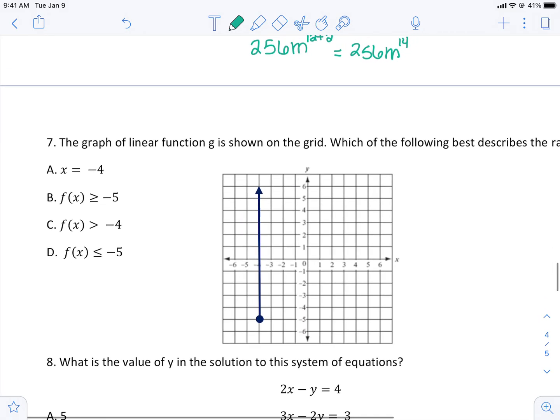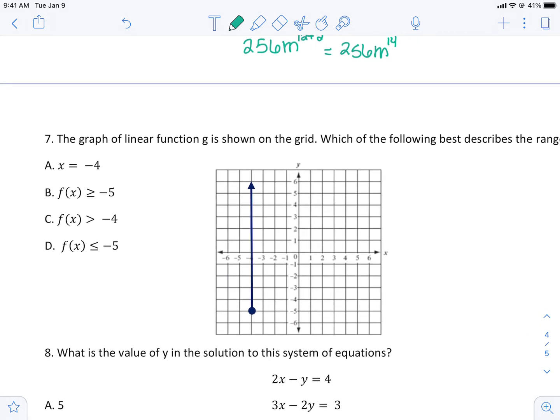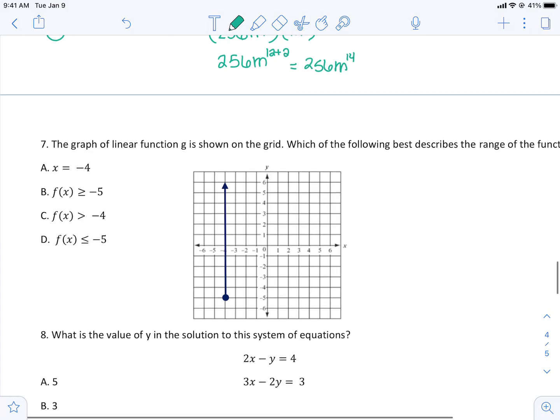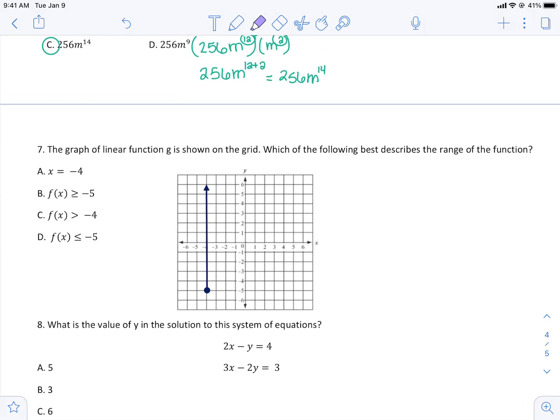Looking at the next one, the graph of the linear function g is shown on the grid. Which of the following best describes the range of this function? Well, this is where we need to remember Dr. X, Y. And when we talk about Dr. X, Y, the D and the X go together, the R and the Y go together, which tells me my range is my Y values. And when I'm reading Y values, I go from the bottom to the top.